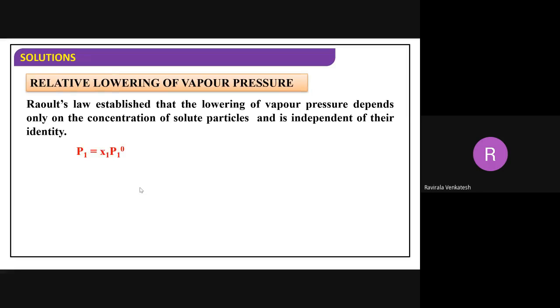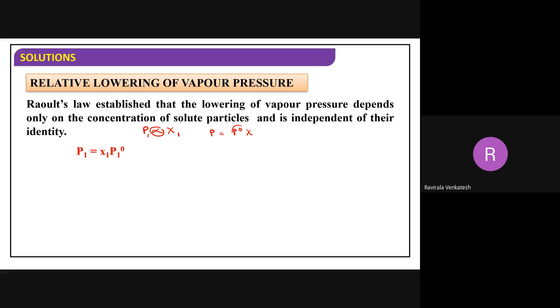Next, you already know this one, Raoult's law. Everyone knows, I think. What is Raoult's law? The partial pressure of a liquid present in the solution is always directly proportional to its mole fraction. If it is P1, the mole fraction will be X1. Now remove the proportionality and put a proportionality constant, that is P naught here. So we get P is equal to P naught times mole fraction.